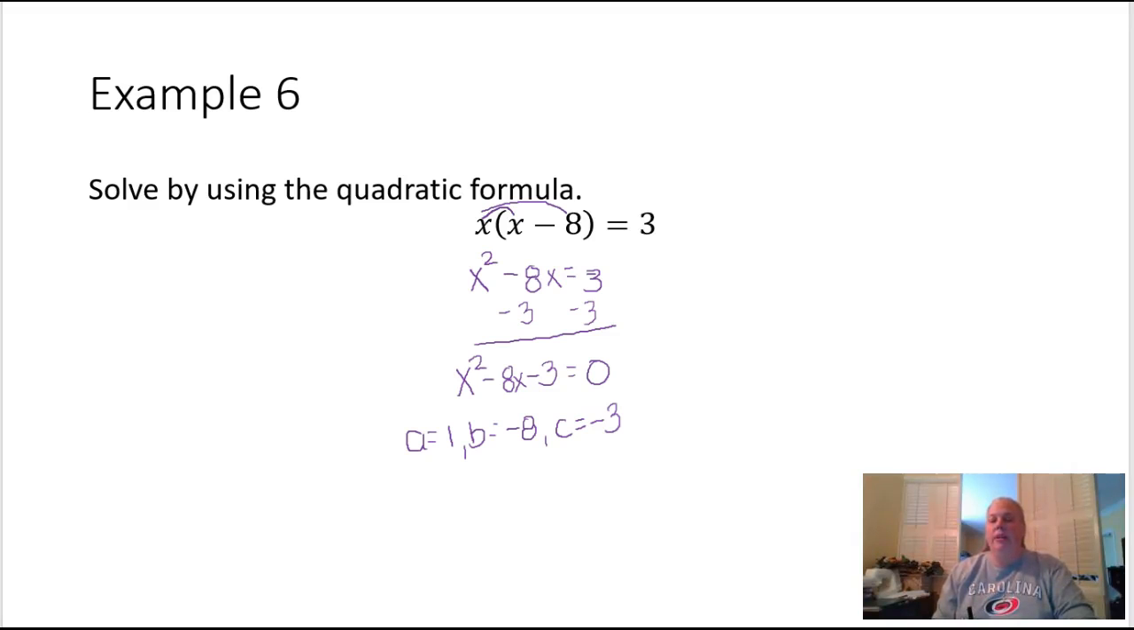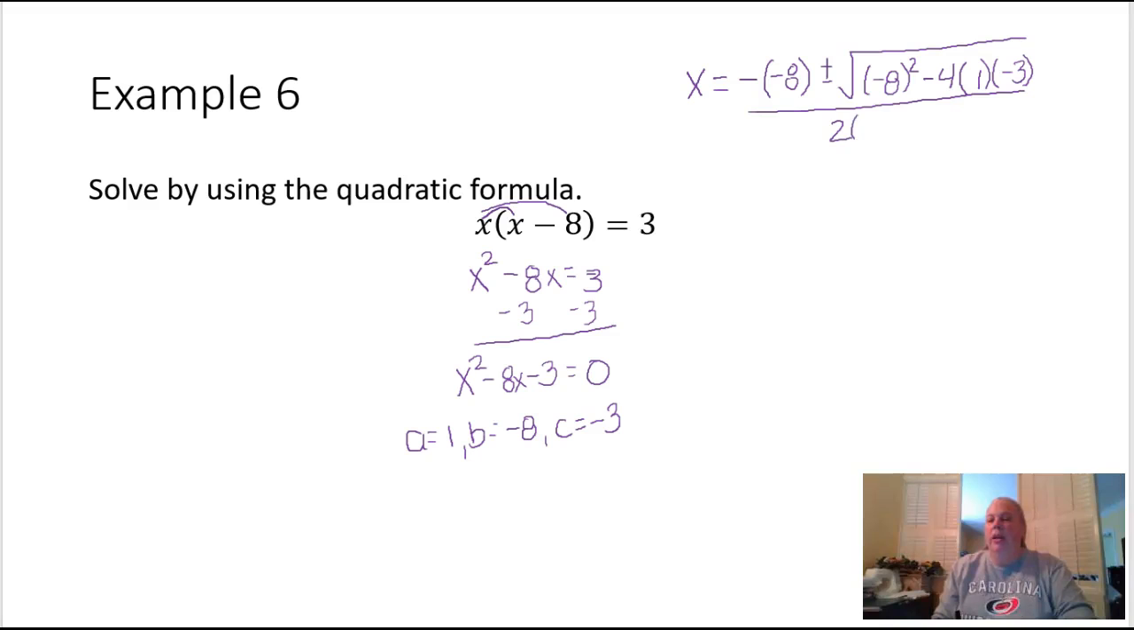All right, so I'm ready to put it into my formula, and I'm going to come up here where I have a little bit more room. So x is equal to the opposite of my b coefficient, which was negative 8, plus or minus the square root of b squared. And be sure you have this in parentheses, because if you don't, it's going to give you a negative 64 when you square it. Minus 4 times my a coefficient times my c coefficient. And all of this is going to be divided by 2 times my a coefficient.